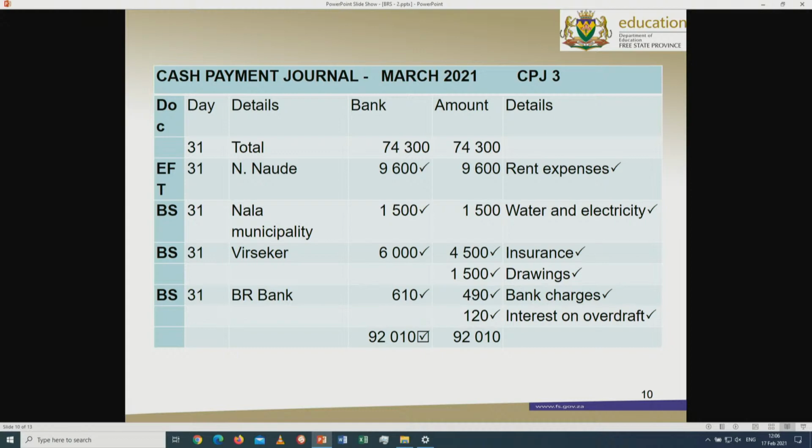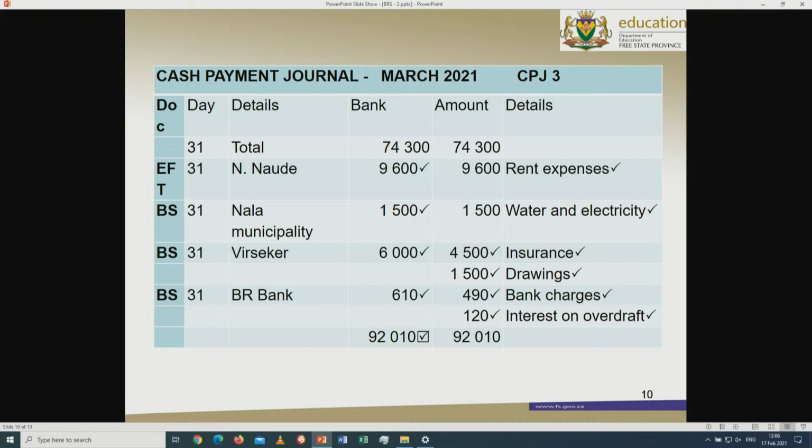So we write 6,000 in the bank because that is the total amount that we have paid. Under sundry accounts amount, we record them separate because it's two different accounts. It's 4,500 for insurance and 1,500 for drawings. How do we get 4,500? We'll say 6,000 minus 1,500 to get 4,500.